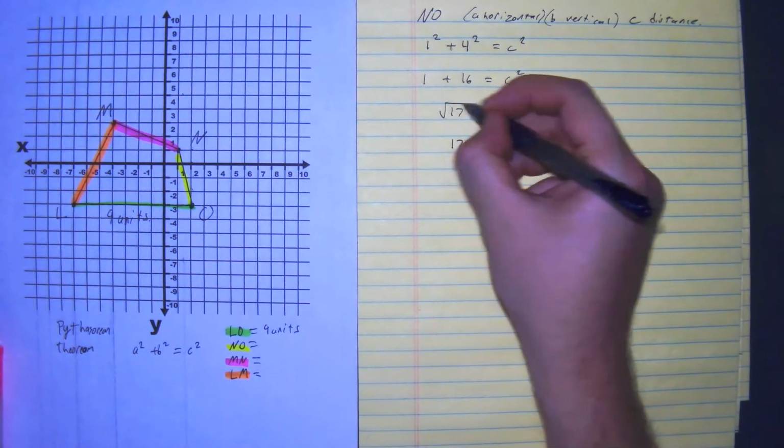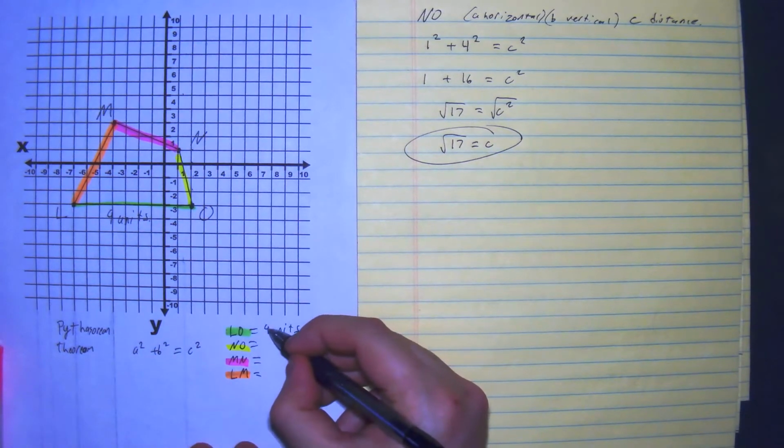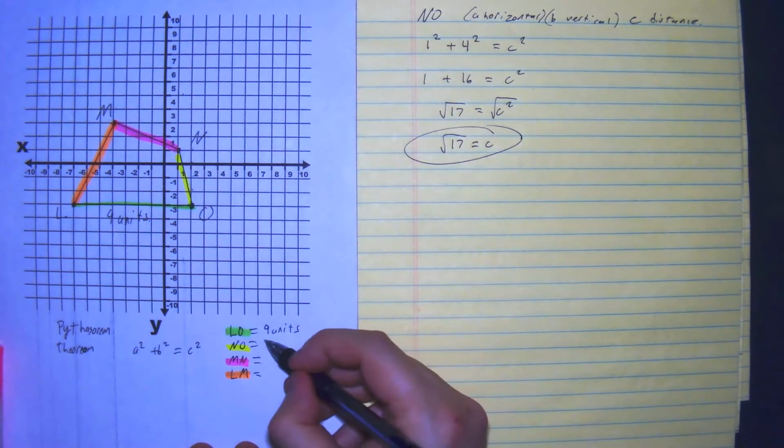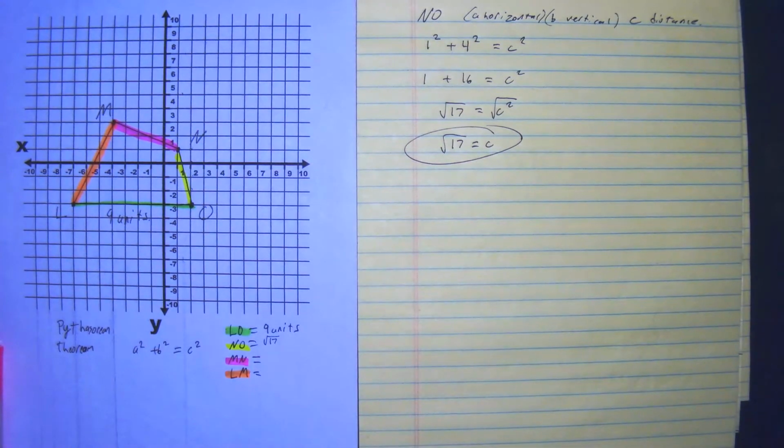So we square rooted it. So square root 17 is our distance for NO. We're just going to keep it as a square root so we can make sure we get an exact answer. Don't simplify it until the very end. This will give us an exact answer.